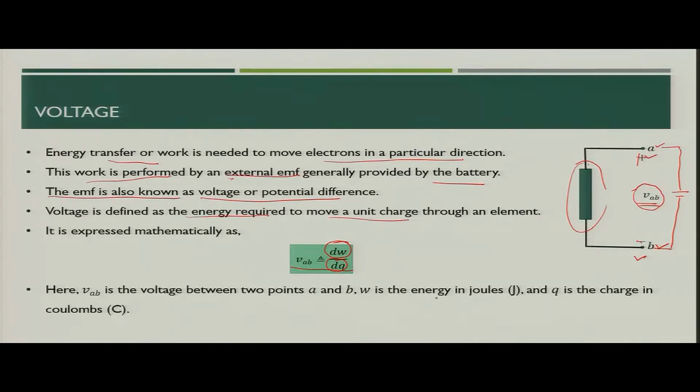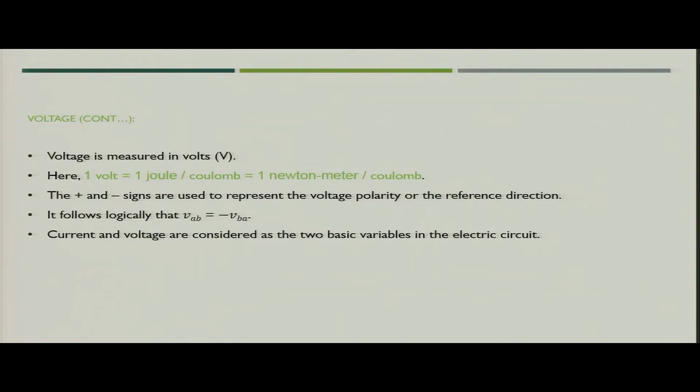Now, VAB we simply give in volts, energy in the form of joules, and Q is the charge, which we generally present in the form of coulombs. Now, how will you measure 1 volt? 1 volt is nothing but 1 joule per coulomb, that is 1 newton meter per coulomb, because 1 joule is nothing but 1 newton meter.